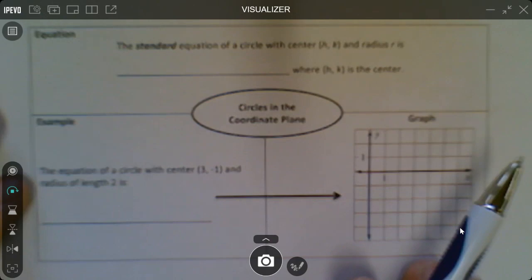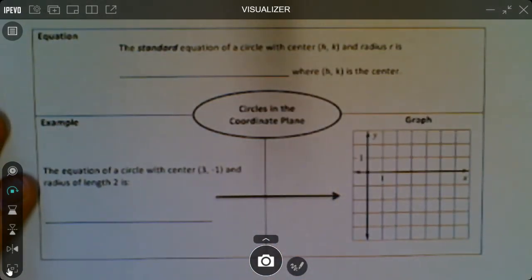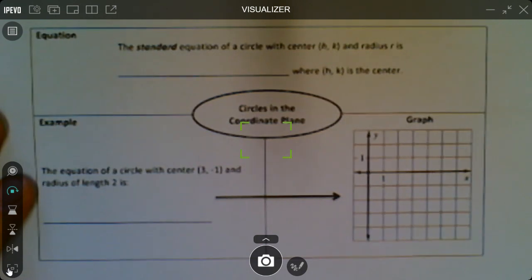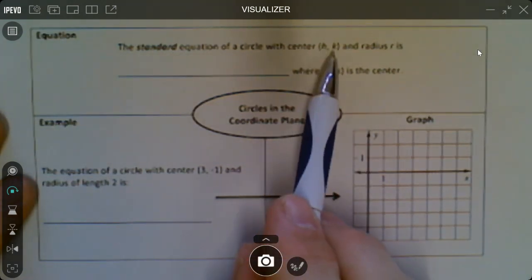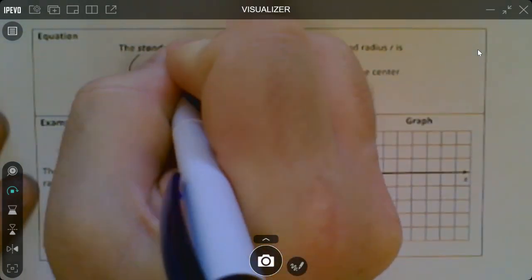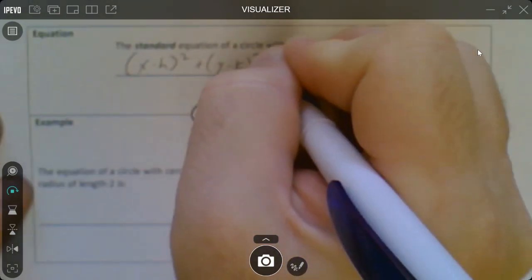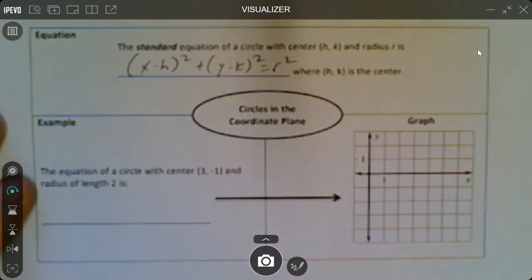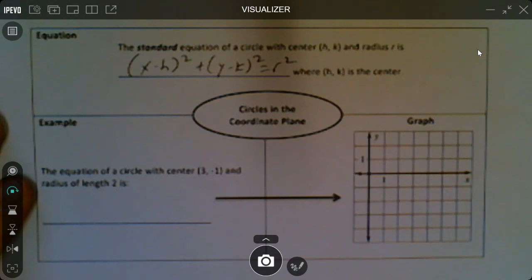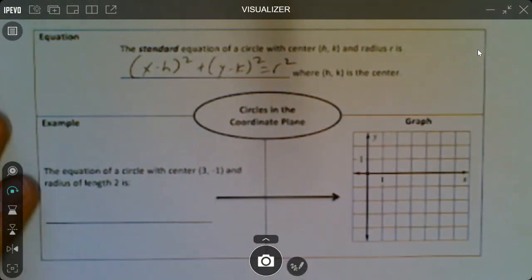The standard equation of a circle with center h, k. Let me try to focus this one more time. Yeah, I think that's as good as I'm going to get it. So the center is h, k and the radius r. So here we go. It's going to be x minus h squared plus y minus k squared equals r squared. And again, h, k is the center, and r is the radius.